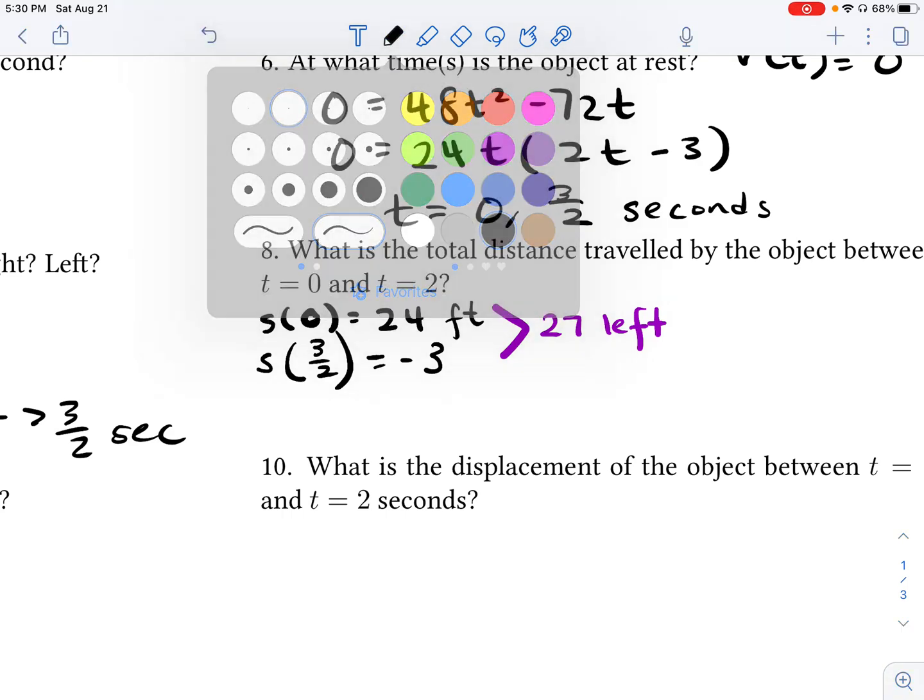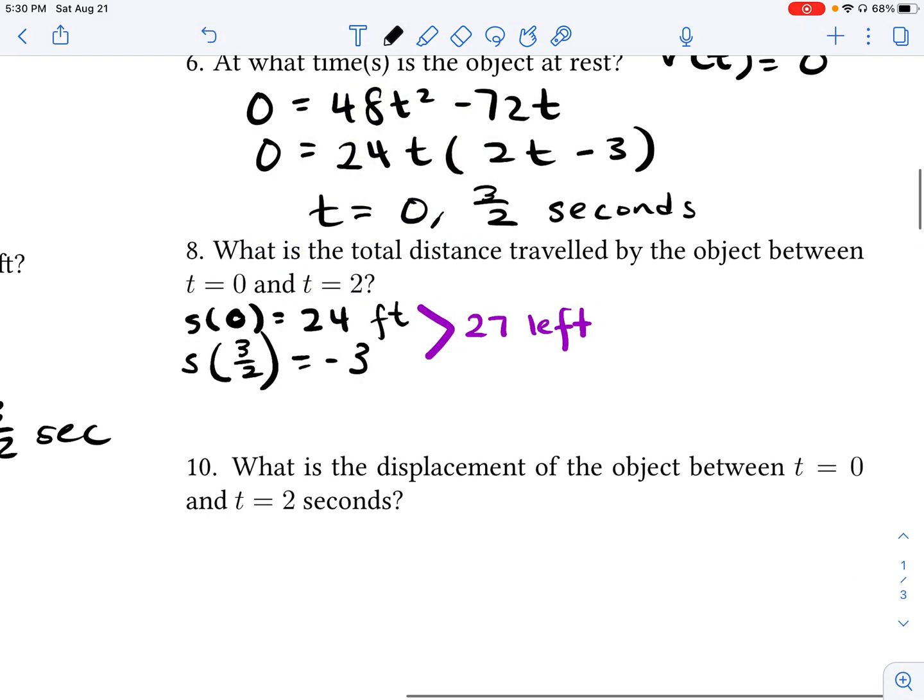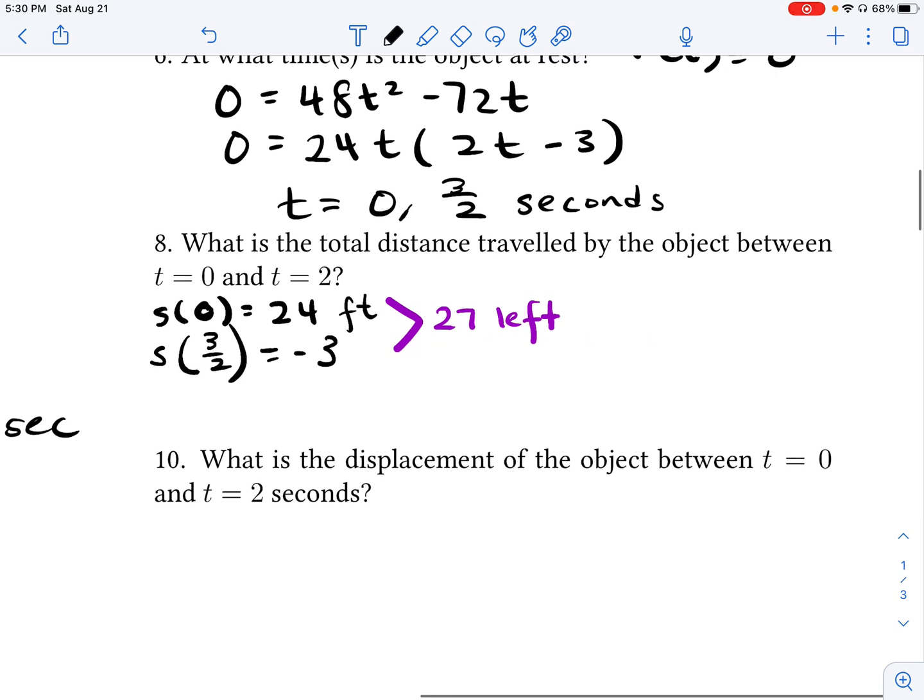Now, where would be the next place we'd want to check? Well, the problem's asking between 0 and 2, so it makes sense that we evaluate our position function at 2. So at s of 2, we have 8. By the way, these are all feet. Okay, so now we're at 8.